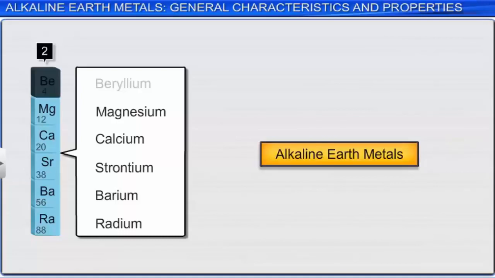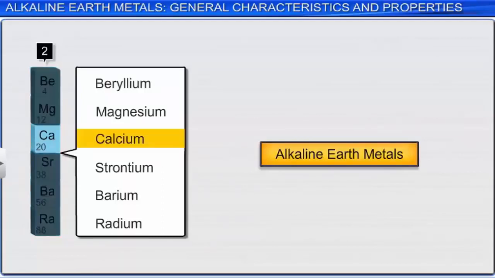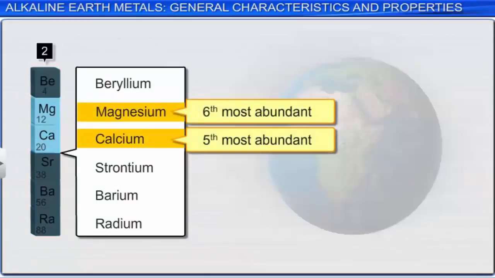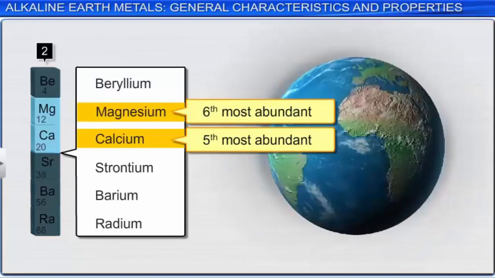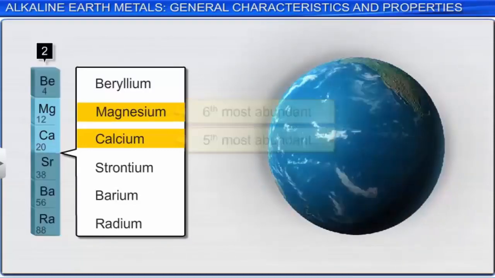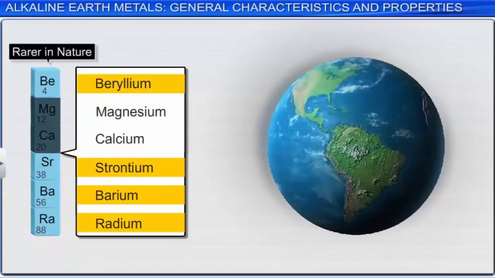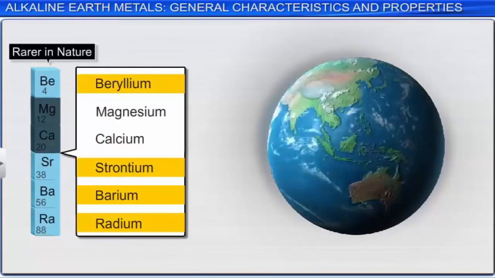The most abundant elements in group 2 are calcium and magnesium. They are the 5th and 6th most abundant elements in the Earth's crust. The other group 2 metals are significantly rarer in nature. Oxide compounds of group 2 elements are found in the Earth's crust.